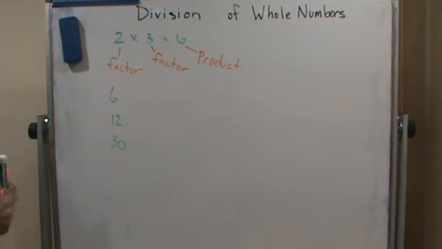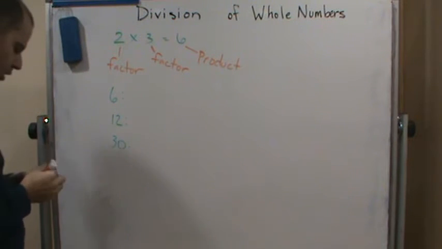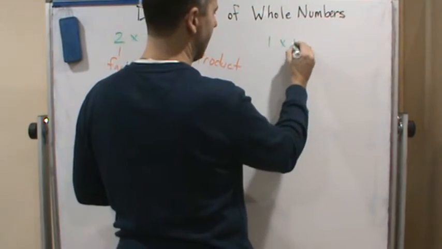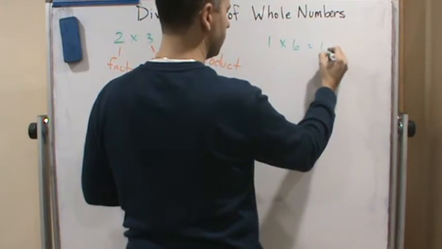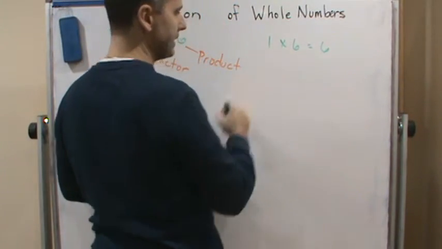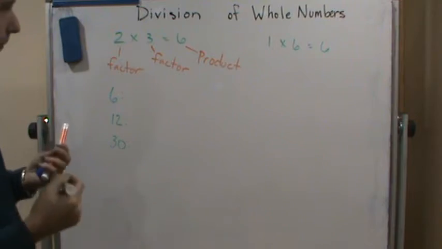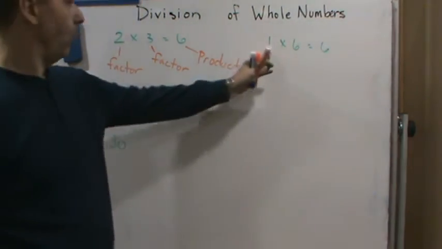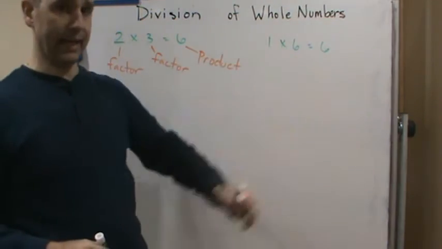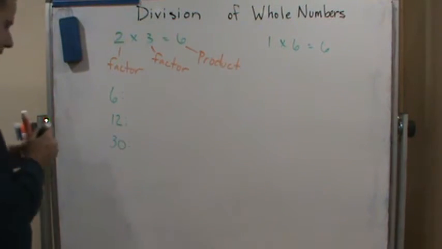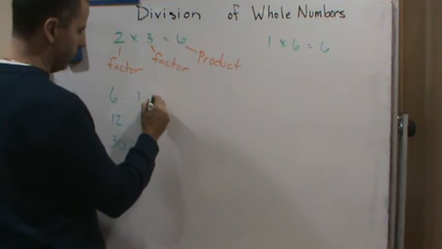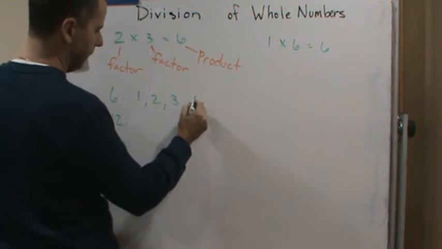Okay, so now are 2 and 3 the only factors of 6? The answer is no. There are other factors of 6, right? Because we could take 1 times 6 is equal to 6. So we know that 1 and 6 are also factors. In fact, if we were to list all the factors of 6, it would be exactly 1, 2, 3, and 6. That's what I'm going to write here.